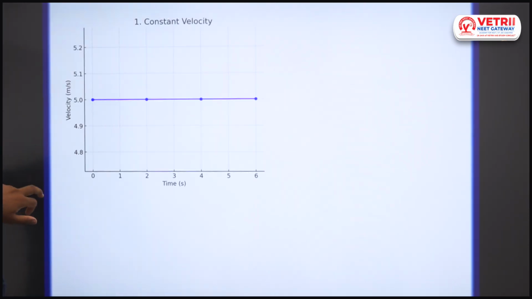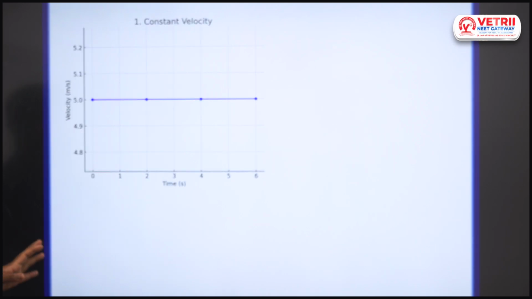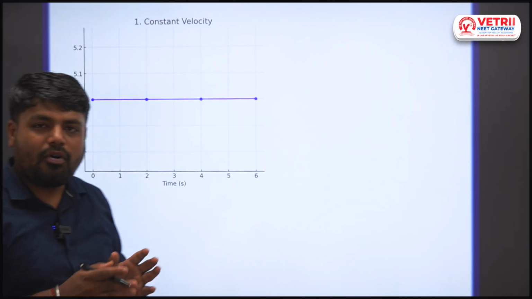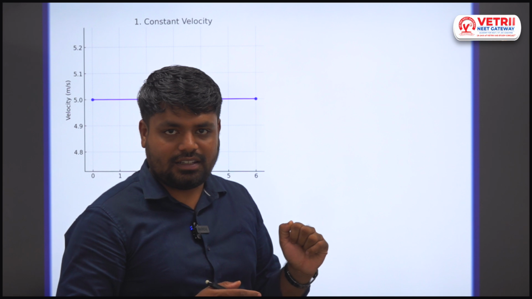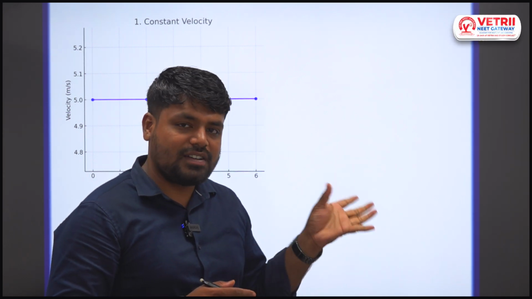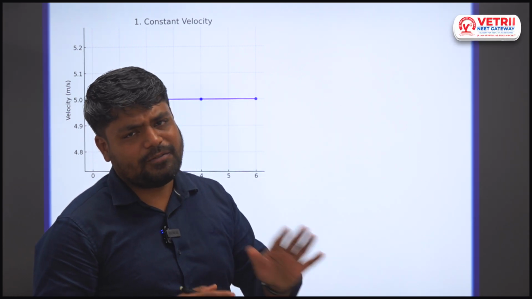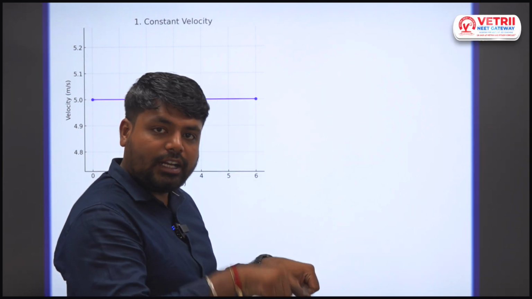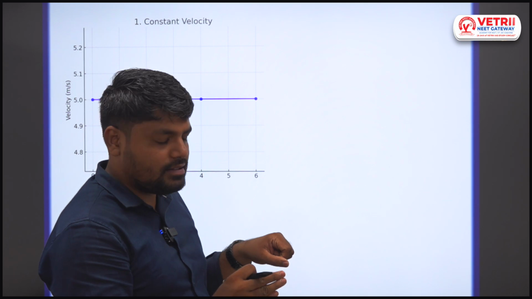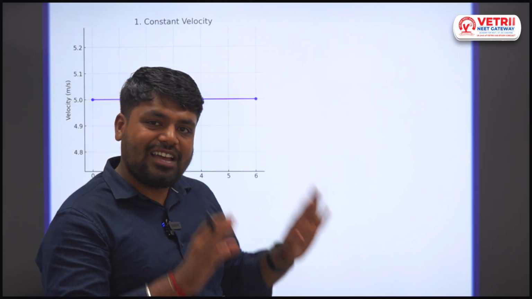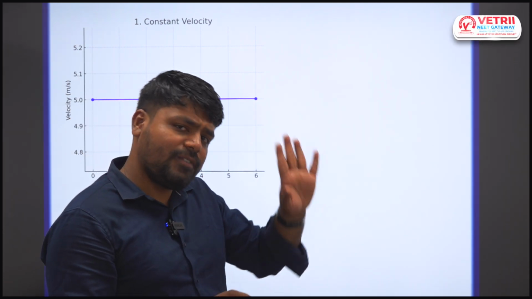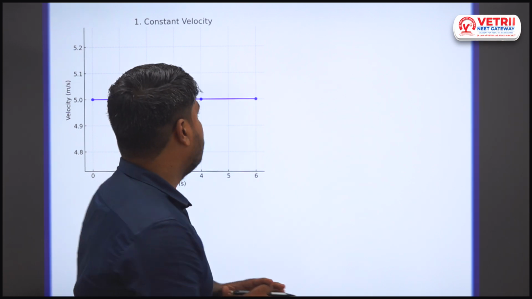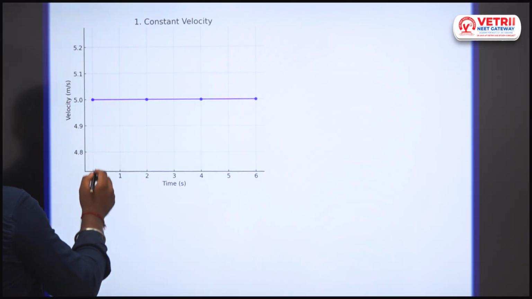First, constant velocity. What do you mean by constant velocity? Your body is moving with the same velocity. Constant velocity means uniform velocity or uniform motion. For example, I am traveling at 5 meters per second. Throughout my journey, my velocity is 5 meters per second only, for all time.